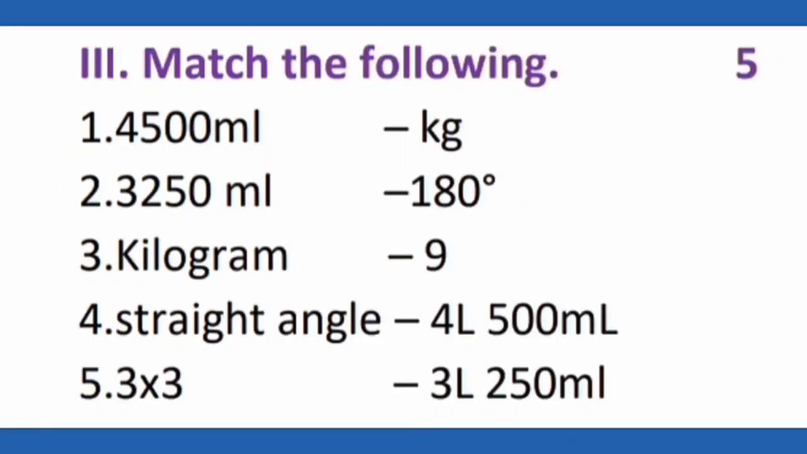Roman numeral 3, match the following. First one, 4500 milliliters. So we write 4 liter 500 milliliter is the answer. Next, 3250 milliliters. So the answer is 3 liter 250 milliliter. Next, kilogram. The short form of kilogram is kg. Next, straight angle. Straight angle value is 180 degrees. Next, 3 into 3, 3 threes are 9 is the answer.